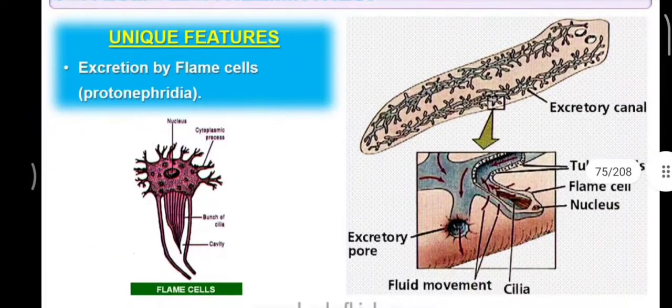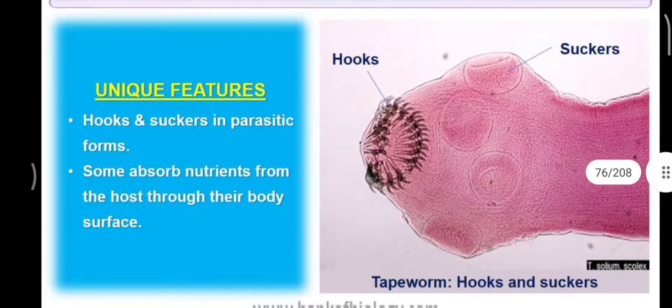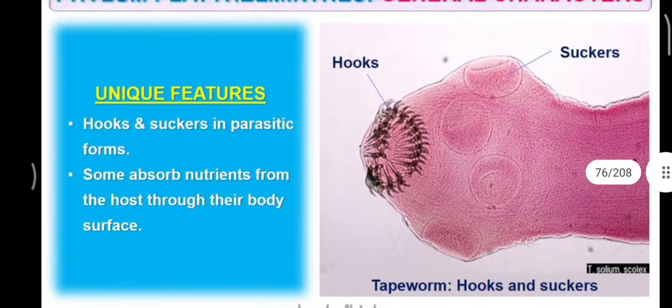And for excretion, it has flame cells, which are of the protonephridia type. It looks like a flame. There is a nucleus, a cytoplasmic process and branch cells. These carry out osmoregulation as well as excretion. That's known as flame cells. That's a unique feature.